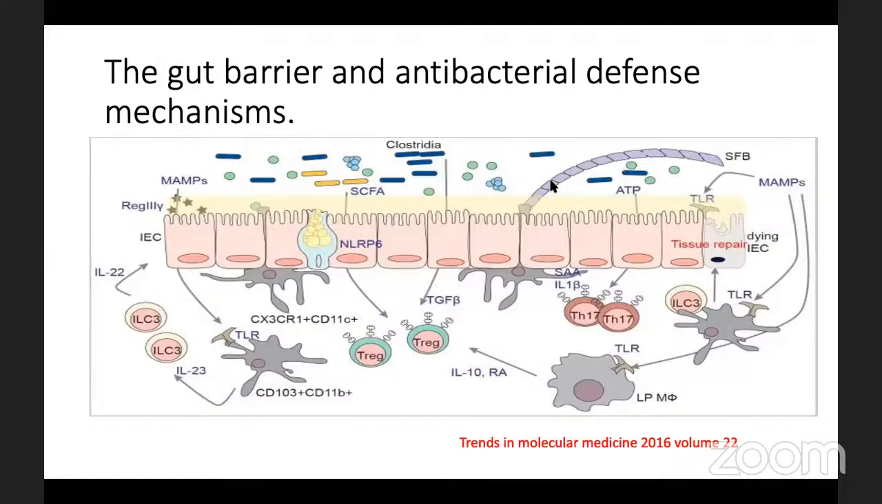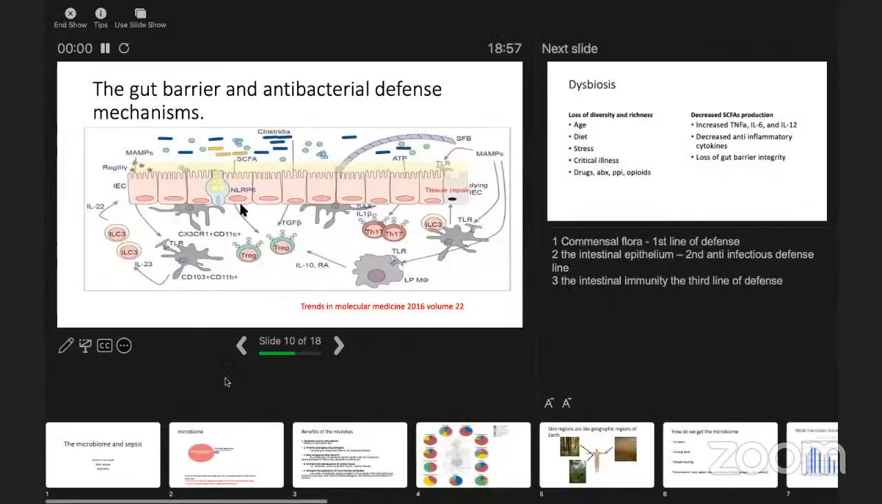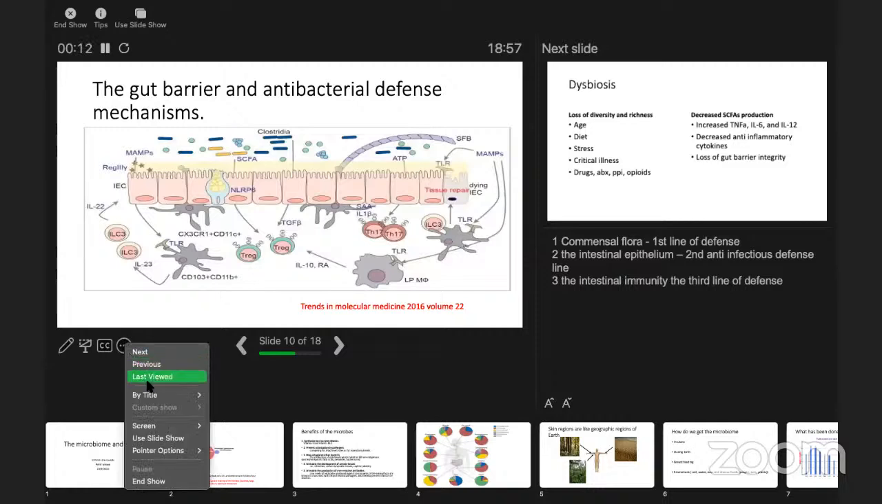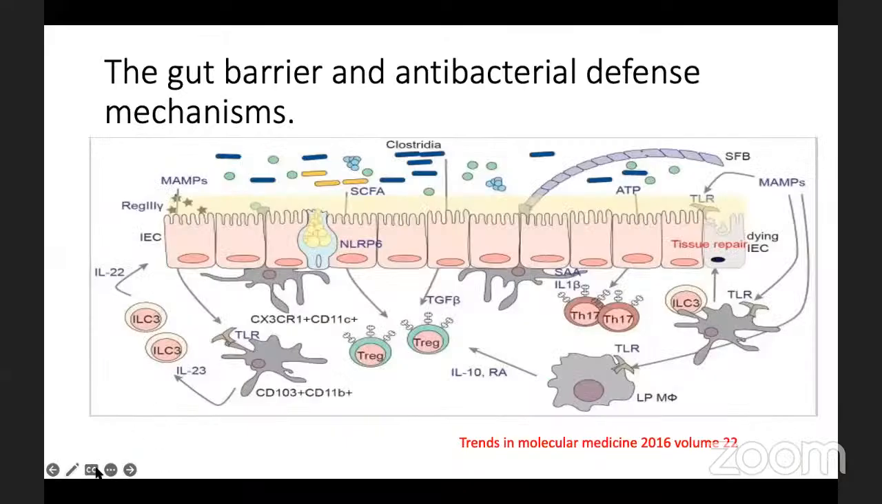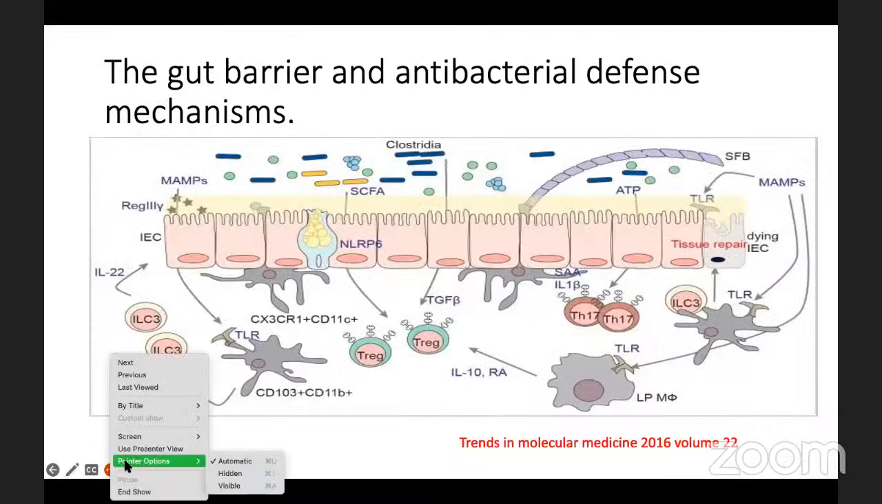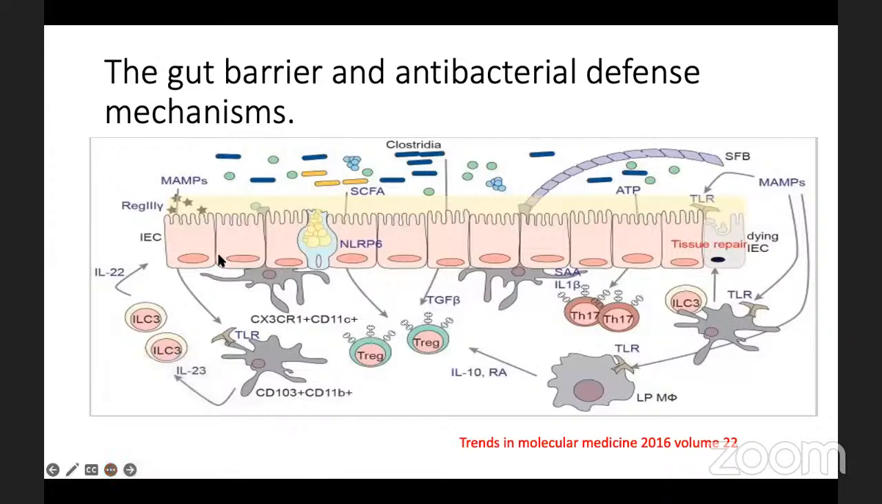So this slide is a cross-section of the gut barrier. What you can see is that the gut barrier has about 3 layers of defense. So the first layer of defense are the microbial organisms that are important, they play so many roles.